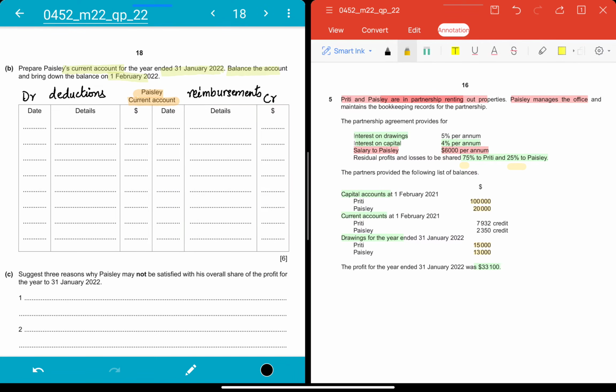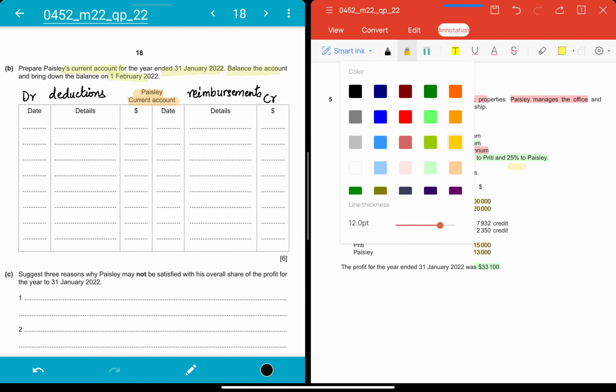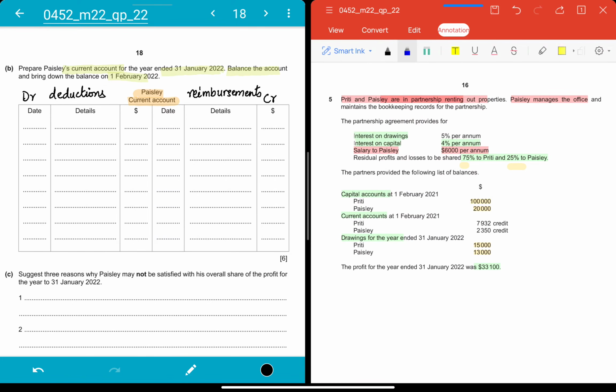Okay, so let's get started. So we have the current account balance, let me just point it out here for students in blue. So we have the current account of Presley as 2,350 credit, if everyone can see that.